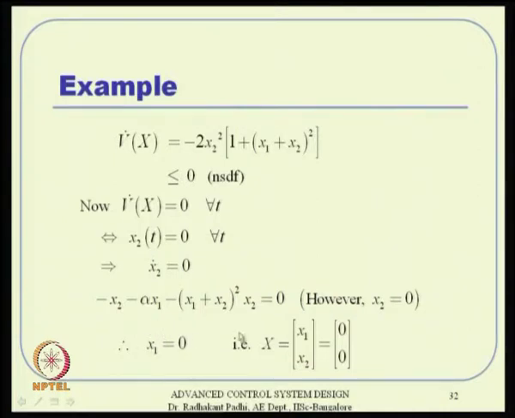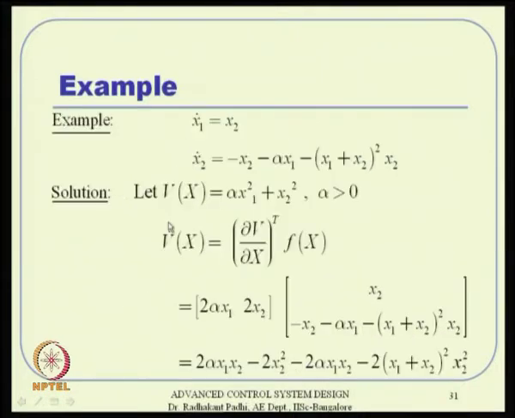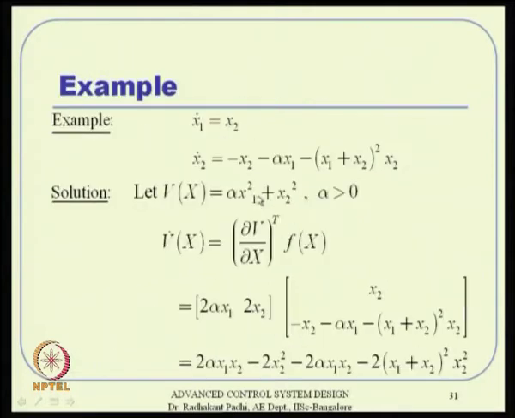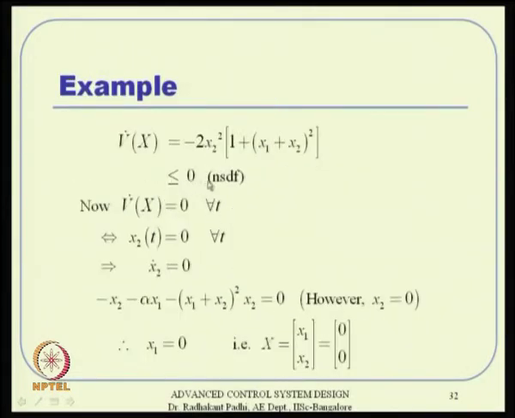So, it happens that x 1 and x 2 both equal 0 whenever V dot is equal to 0. So, V dot equal to 0 happens only at the equilibrium point, and hence using this theorem, even if V dot is negative semi definite, the origin is still asymptotically stable. That is what we are able to show.